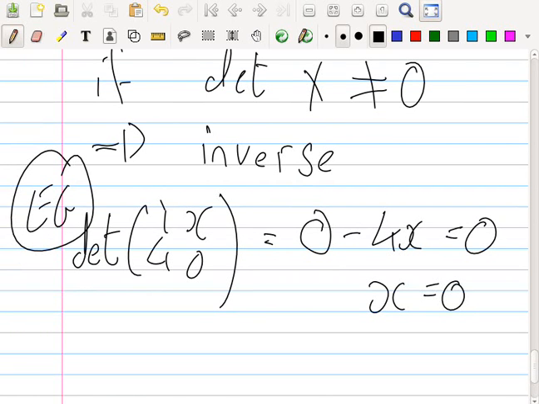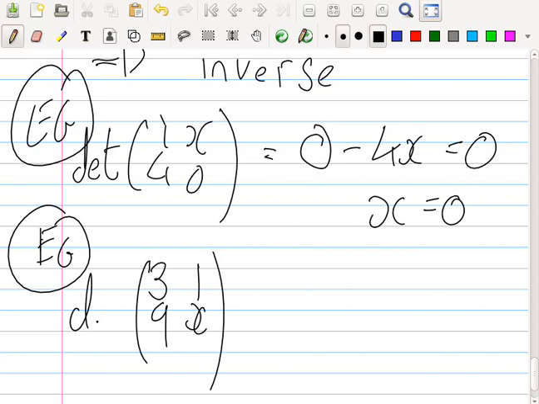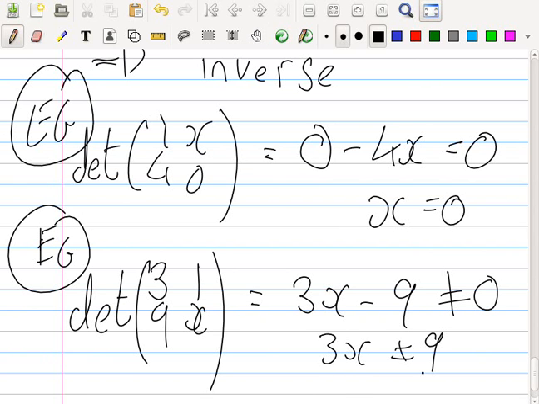Now let's do the other example. Suppose I tell you it does have an inverse. So I tell you that this matrix does have an inverse. So what can we say about the determinant? It's not 0. And what is the determinant here? 3x minus 9 is not 0. So 3x is not 9. So x is not 3. Okay? So if I tell you this does have an inverse, at least you know that x is not 3. Of course, you haven't found x, you just know that it's not 3.